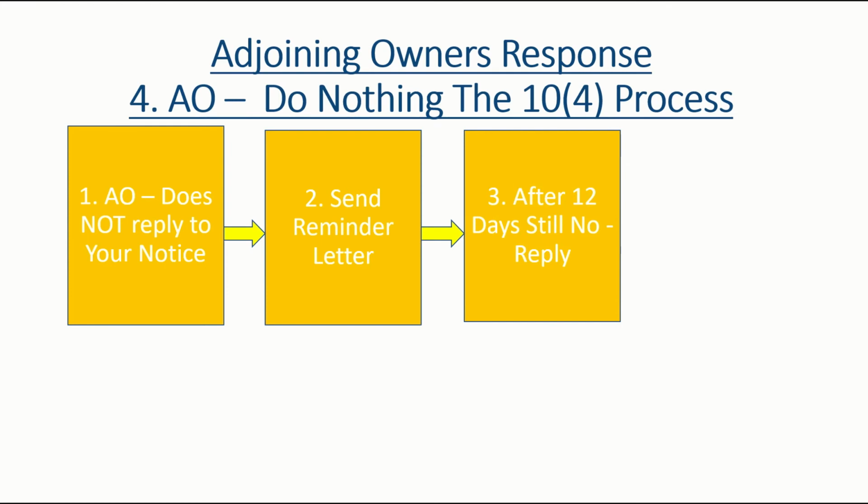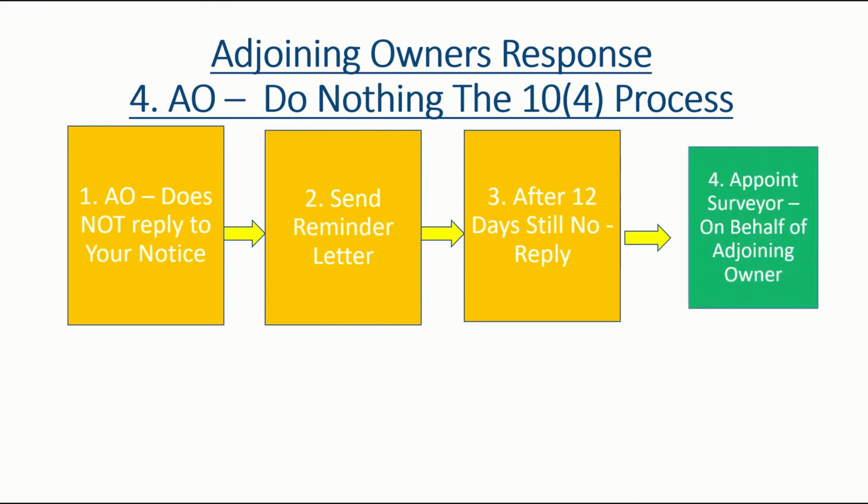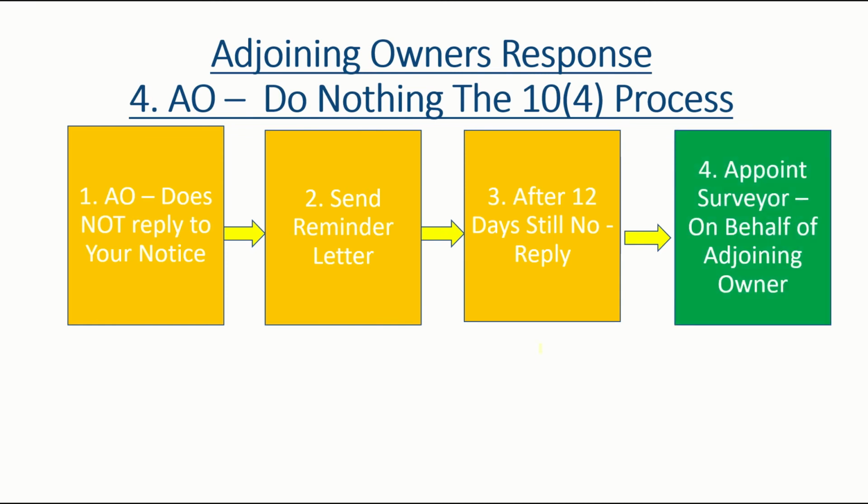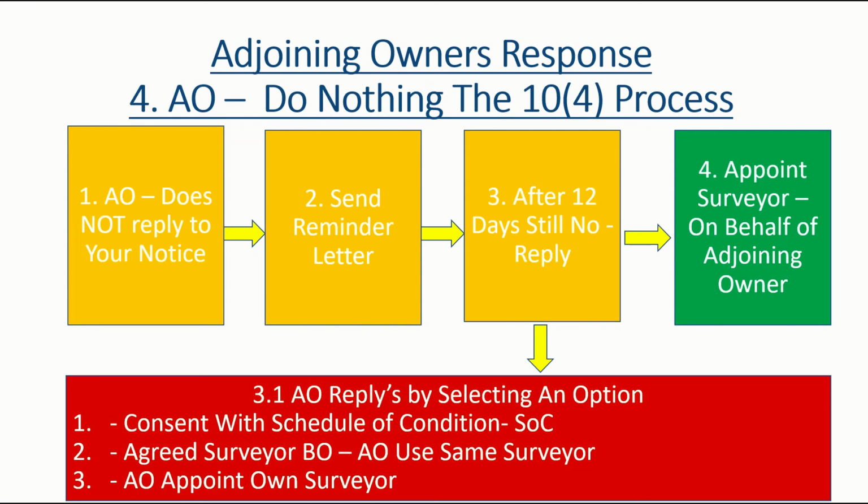Now, prior to appointment of a surveyor, the adjoining owner may reply, and again has the three options of consenting with the schedule of condition, using an agreed surveyor, or appointing their own surveyor. The adjoining owner is not allowed to frustrate the process by non-reply to the party wall notice.